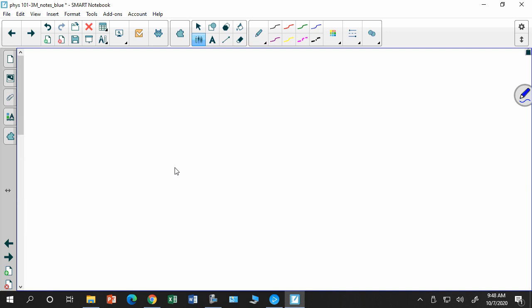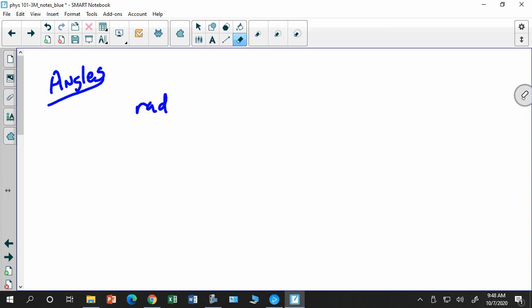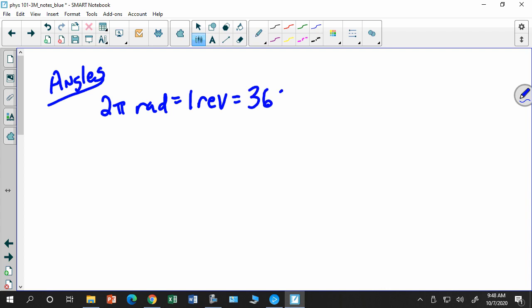So in the chapter, first, just looking at angles. Remember angles, kinematics, and centripetal acceleration. We're looking at angles. Remember the units that we use for measuring angles. The SI unit is the radian, and 2 pi radians is equal to 1 revolution, is equal to 360 degrees. So those are the angles that we'll use.